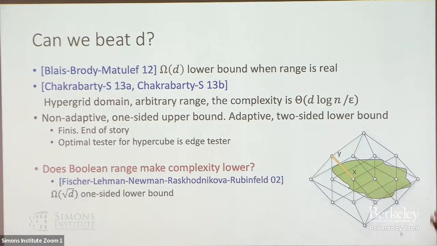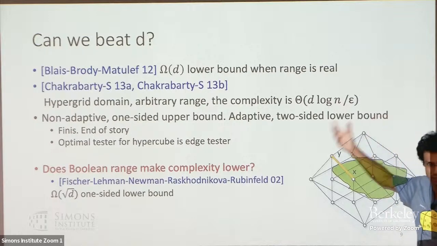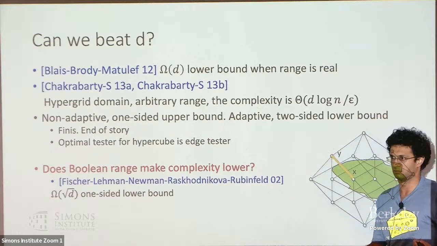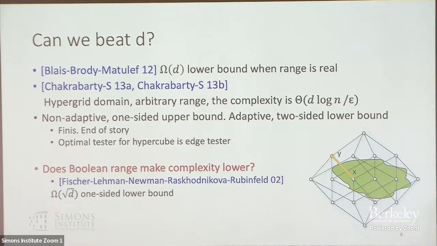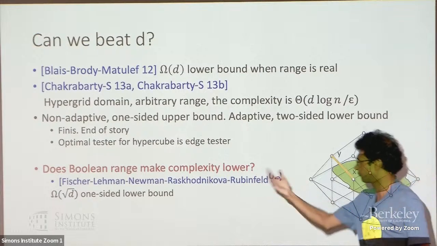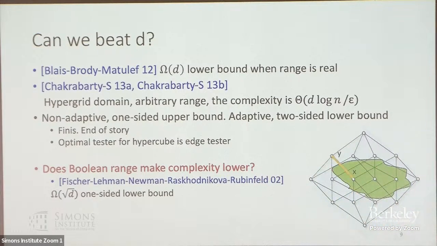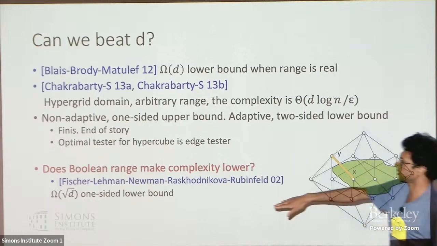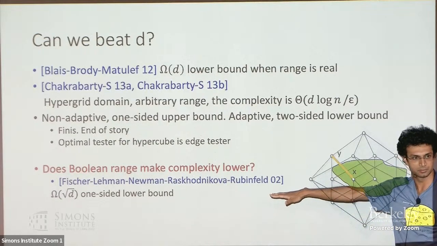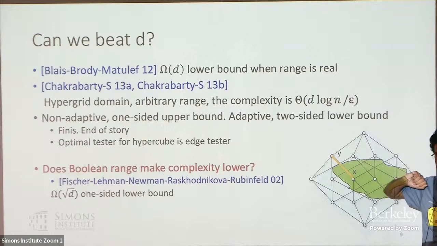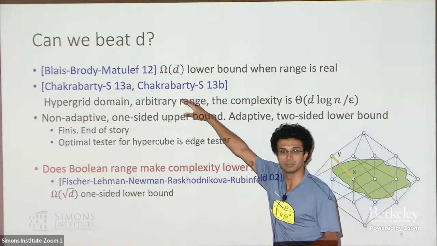And the question really is, does the fact that the function has Boolean range make the problem any easier? Because if you think about it, the tester doesn't really seem to care about the range. All it's doing is starting at a point, doing some process, finding another point, and just comparing values. But the only lower bound that was known was by Fischer, Lehman, Newman, Raskhodnikova, Rubinfeld, and Samorodnitsky, which had many results on monotonicity. Specifically, what they showed is an omega root d non-adaptive, one-sided lower bound.